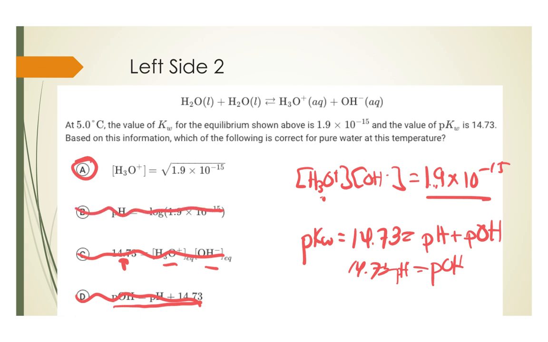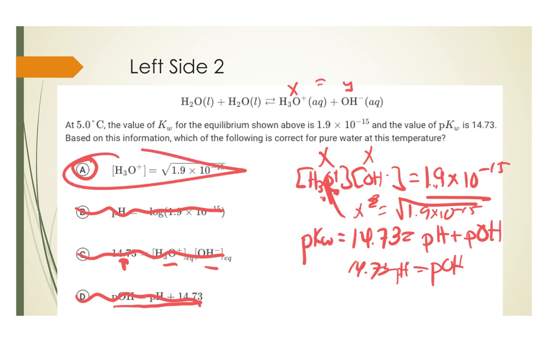Okay, so how do we get to the top one being correct? Well, if this is pure water, we know that the two concentrations are the same. So H3O+ and OH- mean the same thing. So we could call them both X. So that'd be X times X, and so X squared equals 1.9 times 10 to the negative 15th. Undo the square and we get X. X is H3O+, so that's got to be our right answer.